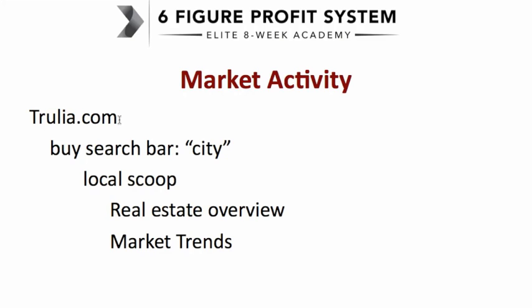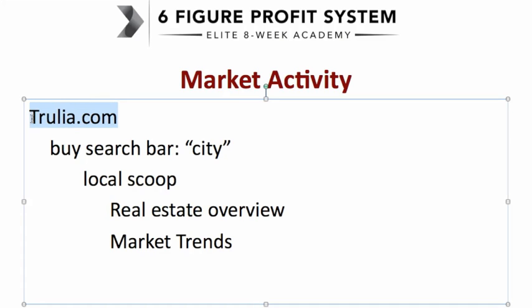But just to explain it so you can come back to this as a reference, we're going to go to Trulia.com. We're going to put in the search bar the city that we want to research. Once it pulls that up, we're going to click on a tab called Local Scoop, Real Estate Overview and Market Trends. Now I'm going to show you this, so don't worry, but I want to get it on the screen so you can reference it if you need to. Plus you can watch what I'm about to do as well. So let's go ahead and do that. I'm going to pause for a second, and then we'll pull up Trulia.